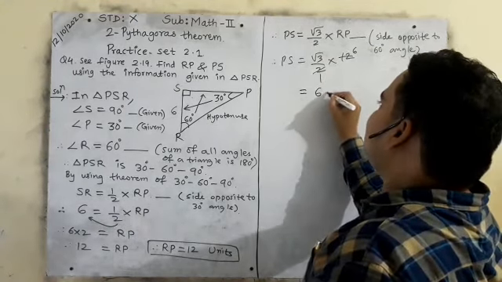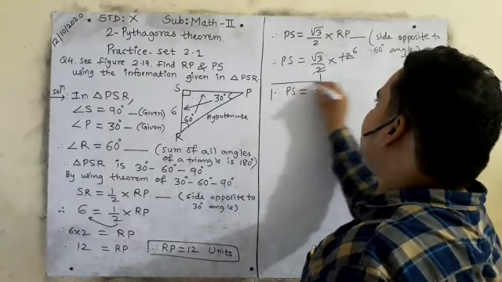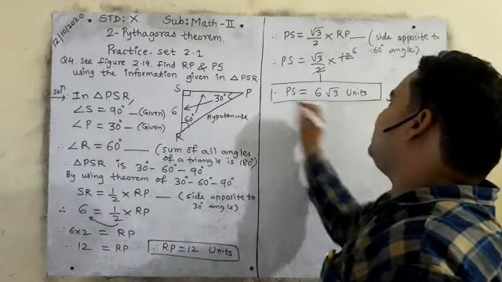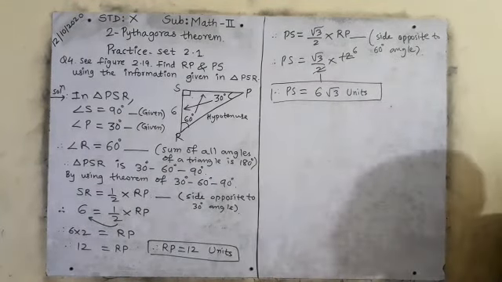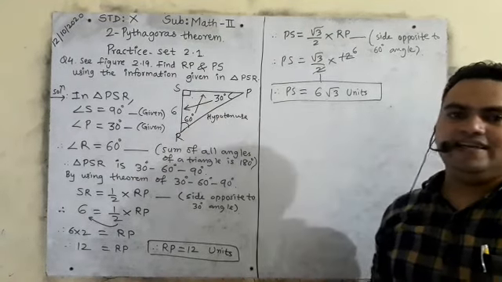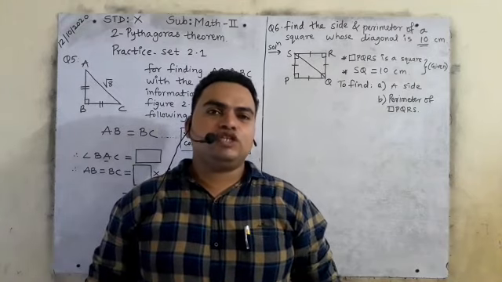So the answer is 6 root 3. PS, therefore PS is equal to 6 root 3 units. Is it clear? So this is how we have to utilize the property of 30, 60 and 90 degree angle. Is it clear? Hello everyone, now we will see question number 5.